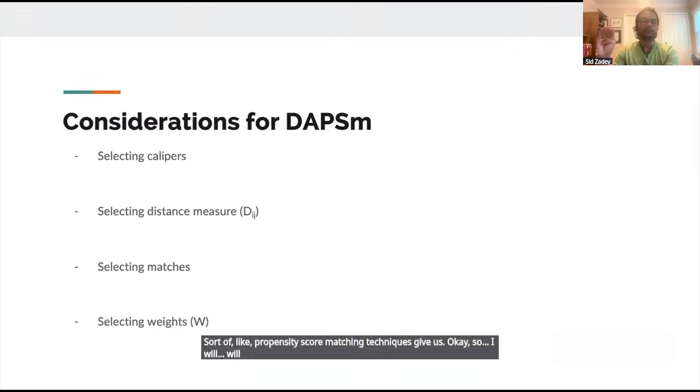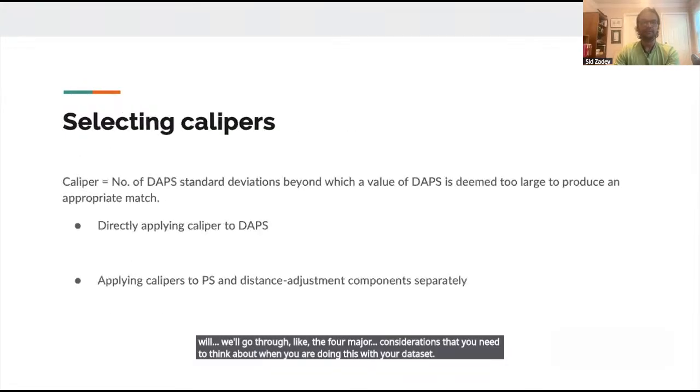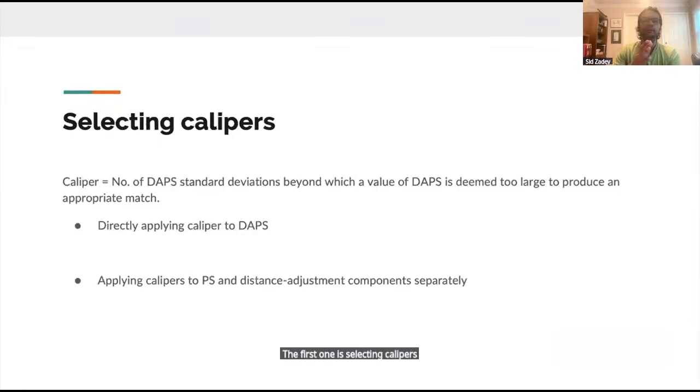we'll go through the four major considerations that you need to think about when you are doing this with your data set. The first one is selecting calipers. So caliper is measured in terms of standard deviations of your propensity score. So it's a number of distance adjusted propensity score standard deviations beyond which you think that your propensity score is too large to produce an appropriate match.